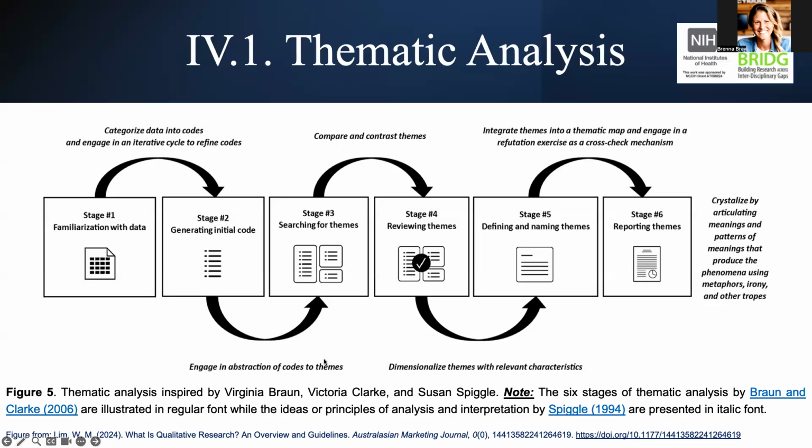So if our codes are banana, pear, apple, cucumber, broccoli, we might have categories of fruit and vegetables, and then our code is going to be food. So stage three, we're going to search for themes. Then we're going to compare and contrast those themes across researchers, right? So usually we're going to have more than one researcher engaging in this process at first independently.